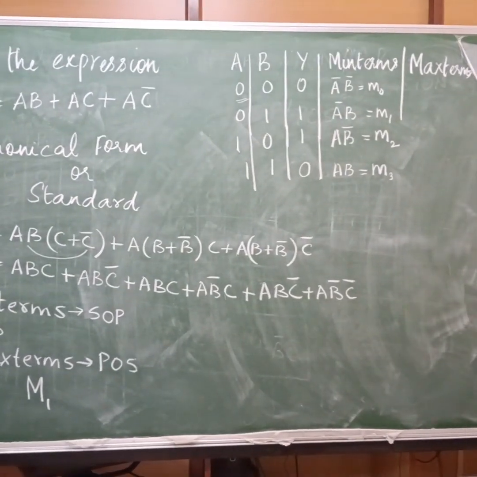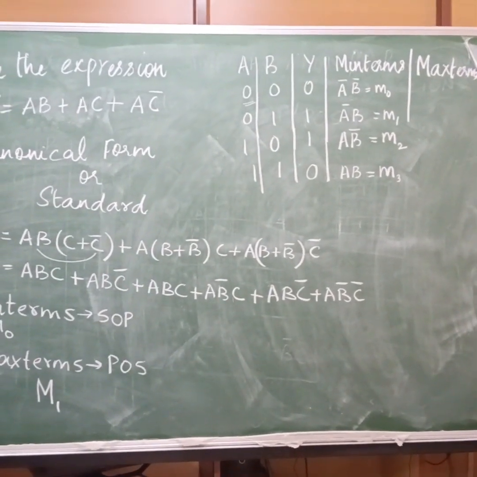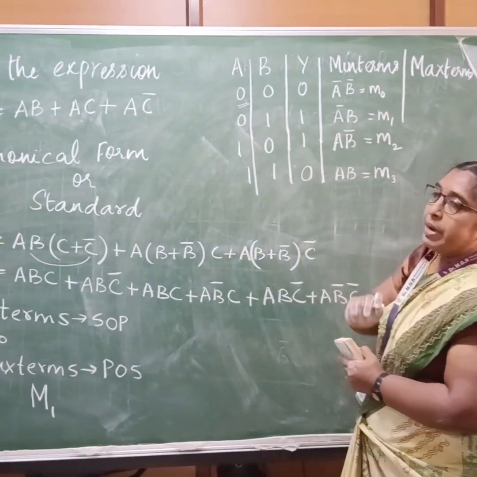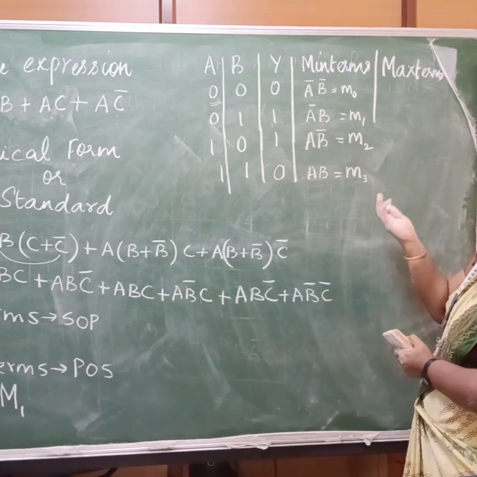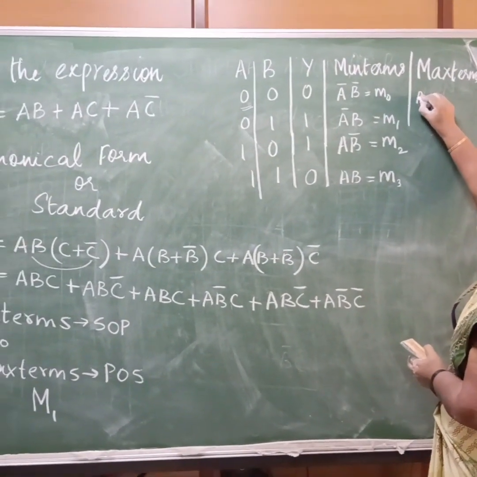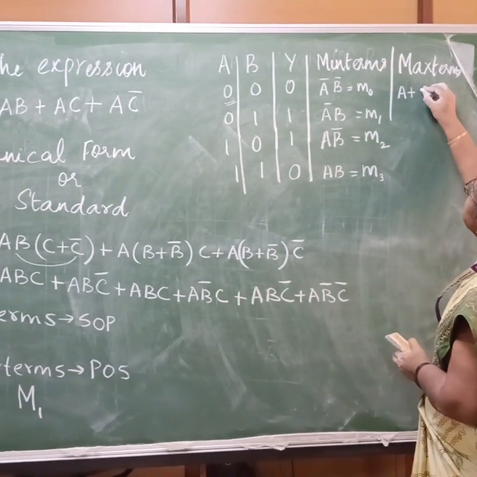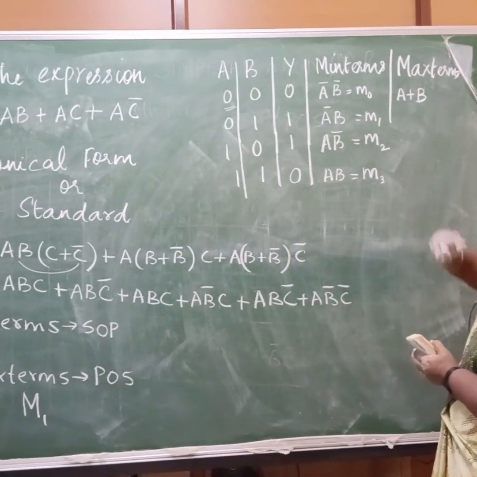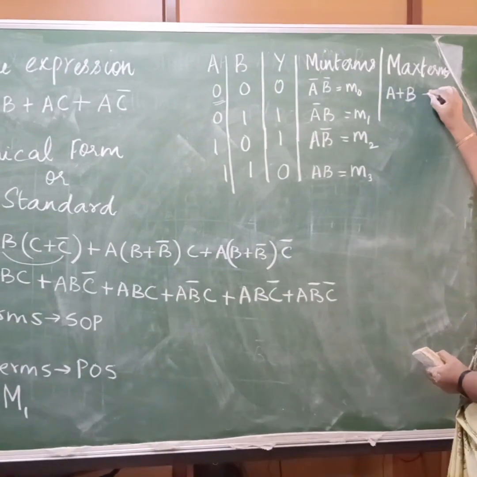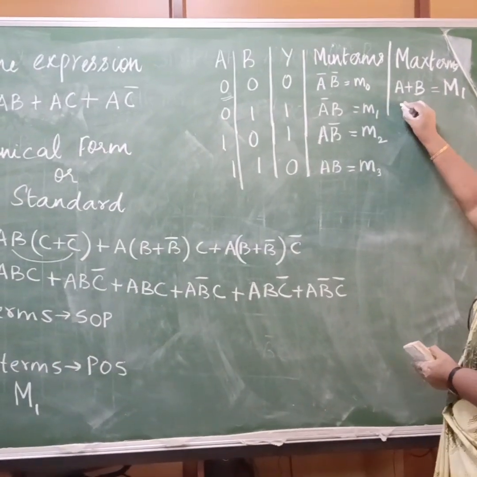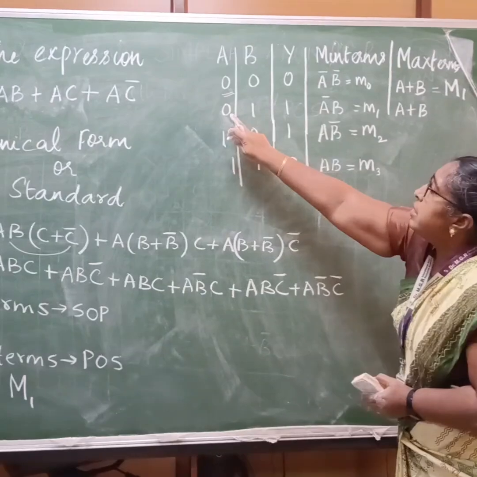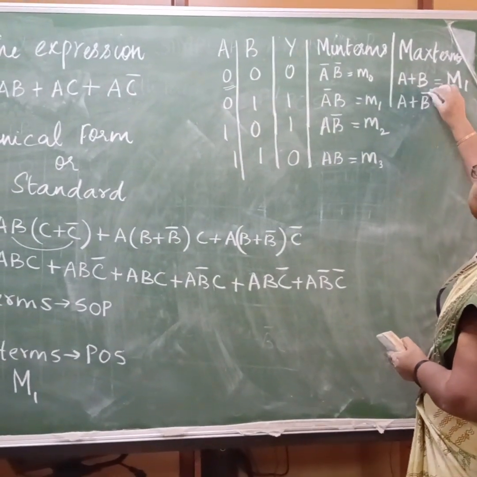So how are you going to represent in your POS, which is your max terms? 0 is represented as A, and 1 is represented as A bar. So in this case it is A plus B. As it is your POS, each term is represented as a sum, which is your capital M0. Next, it is A plus B bar, where 0 is represented as A, and 1 is represented as B bar.